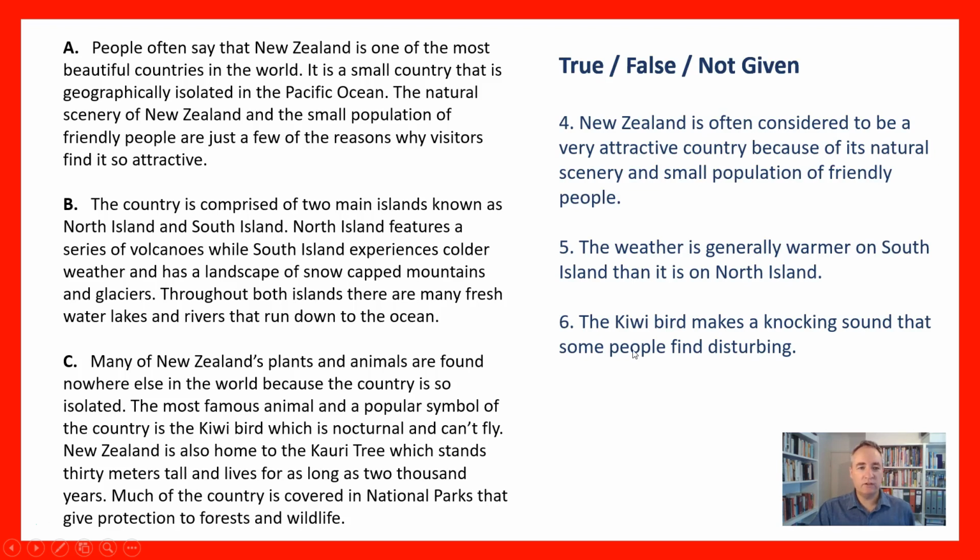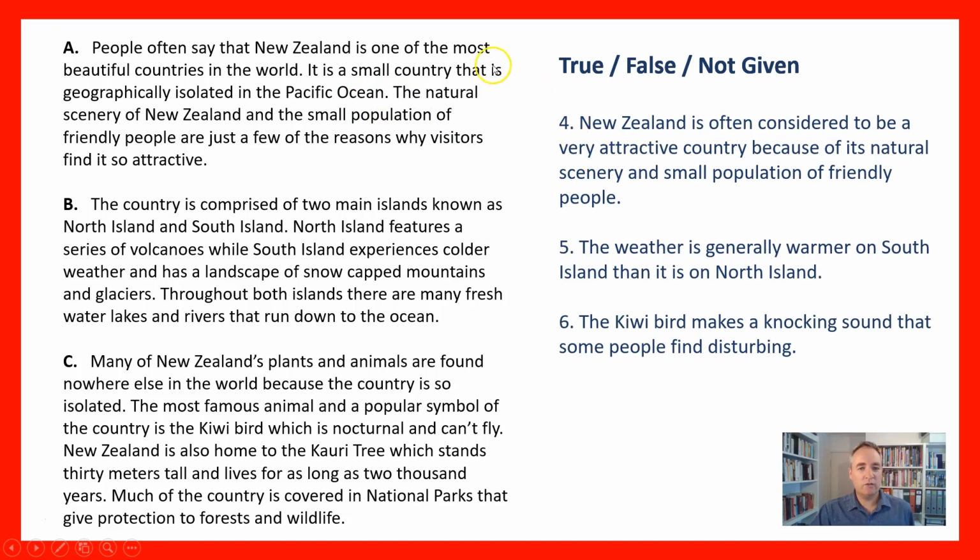True, false, not given. Alright, so New Zealand is often considered to be a very attractive country because of its natural scenery and small population of friendly people. So where do you think we're going to find the answer? Well, one of the strategies we talk about with IELTS is the order of the answers. So we often have the answers following that particular order. So we're likely to see question 4 up here, question 5 here, question 6 down here, because we know that it follows the order. So it's going to be at the top somewhere.